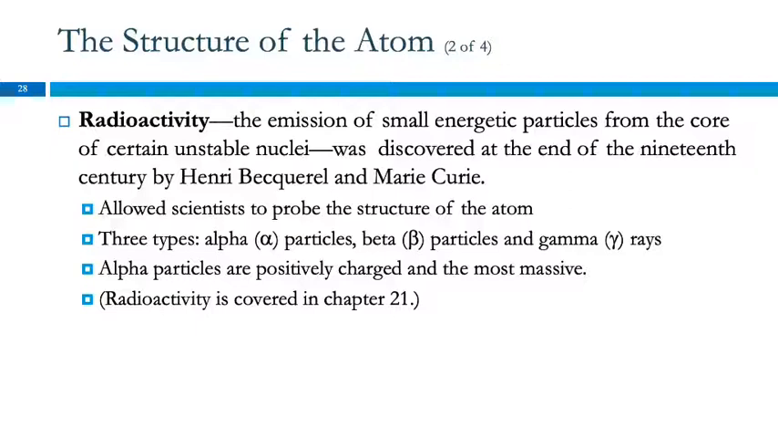So there are three main types of radiation: alpha particles, beta particles, and gamma rays. And the ones we need to just have some clue about are the alpha particles. The alpha particles have a positive charge, and they are the largest of those three. If you're curious about radioactivity, come back for Chem 1B, and in chapter, I think it's actually chapter 22 now, we'll talk a lot more about it. It's pretty interesting.